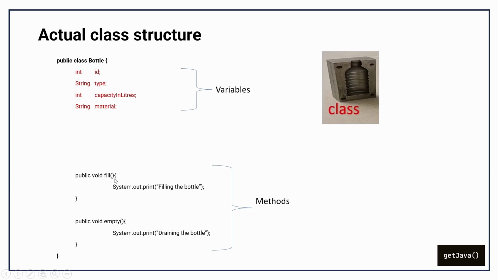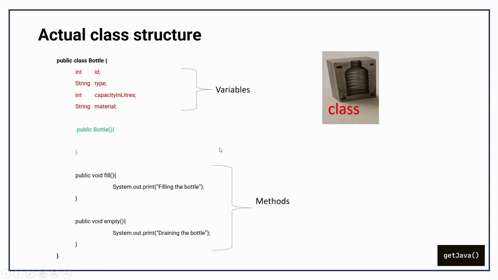Fill is the name of the method. If we call this method, it will print filling the bottle. And similarly, we have another method empty. If we call this method, it will print draining the bottle. As of now, we are just printing the statements. This can be considered as our logic as of now. These are nothing but methods.